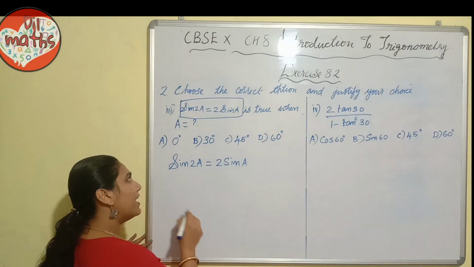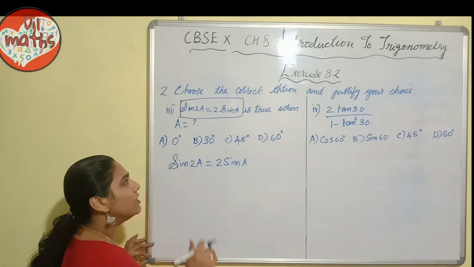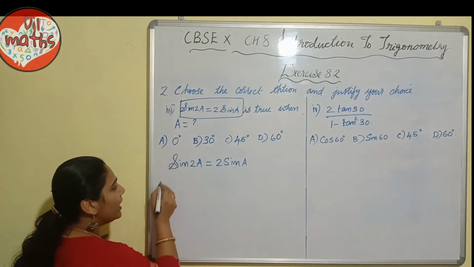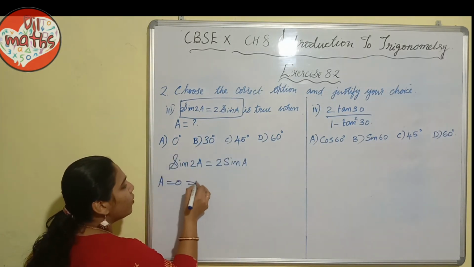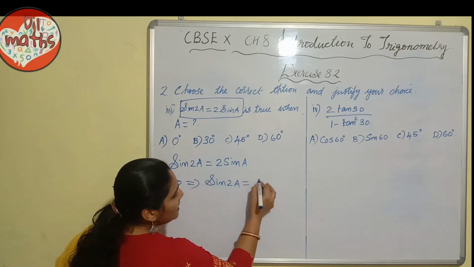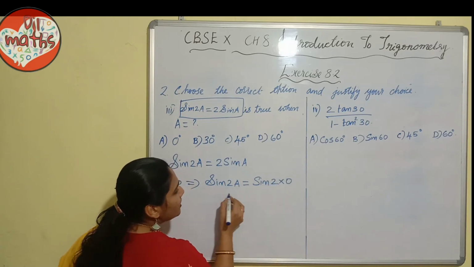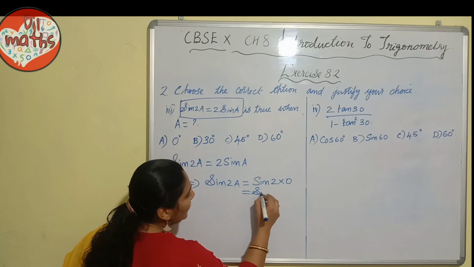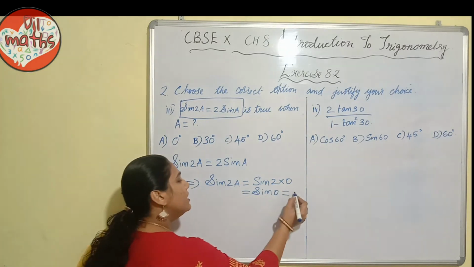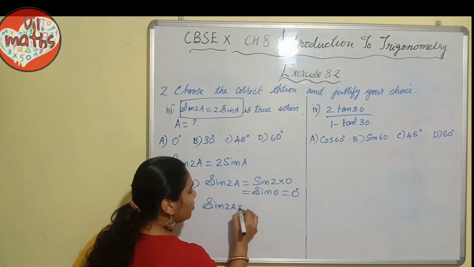Okay. So for that what we are going to do? We are going to give some values for this A. So which and all the values we have to give? These 4 values. First we will substitute A is equal to 0. Then what will happen? Sin 2A is equal to sin 2 into, instead of A we can write 0. So sin 2 into 0 is equal to sin 0. Sin 0 is equal to what? Sin 0 degree is equal to 0. So what we got? Sin 2A is equal to 0 we got.